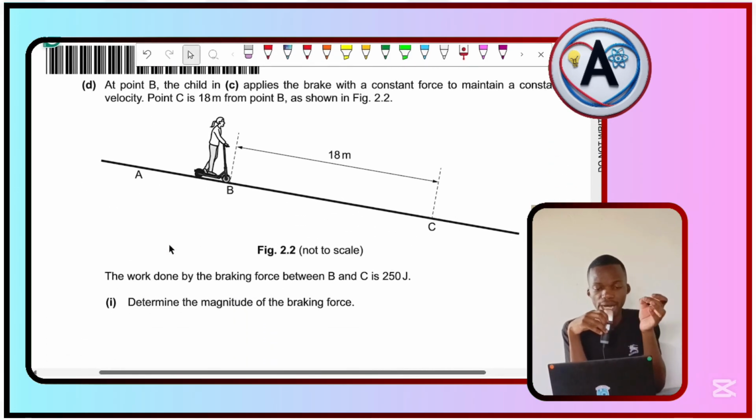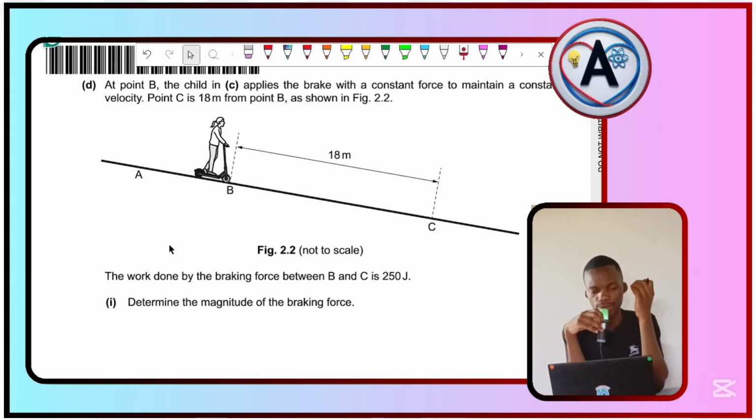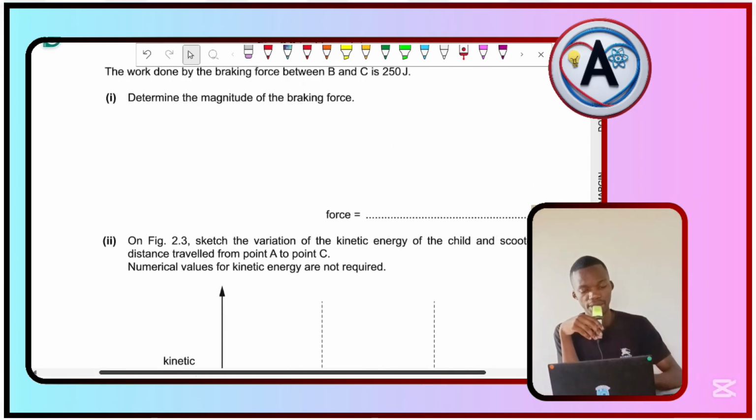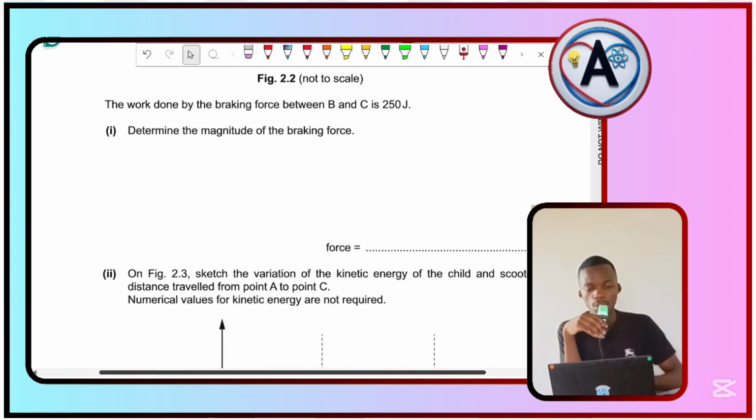At point B, the child on the scooter applies the brake with a constant force, right? So the child steps on the brake to maintain a constant velocity. Point C is 18 meters from point B, and we're given that the work done by the braking force is 250 joules. We want to determine the magnitude of the braking force.